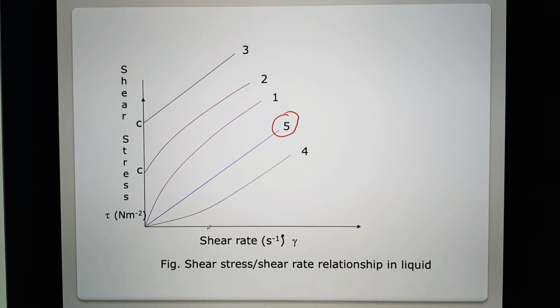When we talk about shearing rate, there will be an increase in terms of their shearing stress, and the shear rate will increase as well. So this is the relationship between the shear stress and shear rate of fluid.